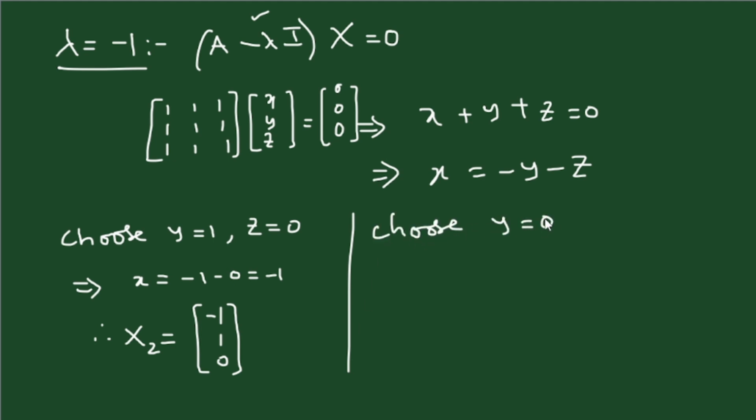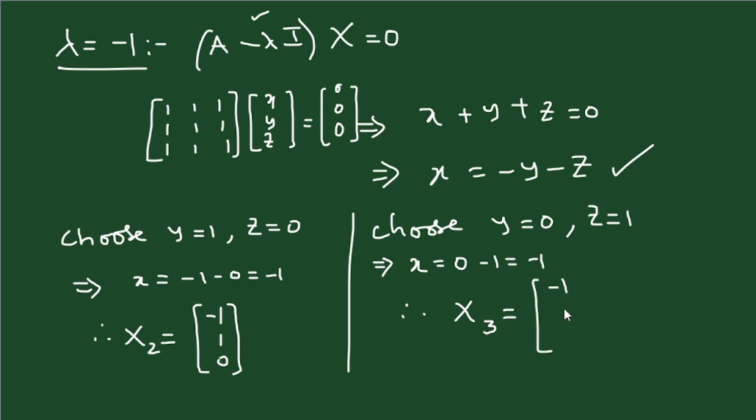If you choose y equal to 0 and z equal to 1, so you always solve this kind of problems in this way. When one variable is depending on the other two variables, you take this one as 1, this 0. Next time, this one 0 and this one 1. Second variable as 1. So here 0, 1, if you put, what you will get? X equal to again 0 minus 1 minus 1. So therefore, you will get another eigenvector, linearly independent eigenvector, minus 1, 0, 1.